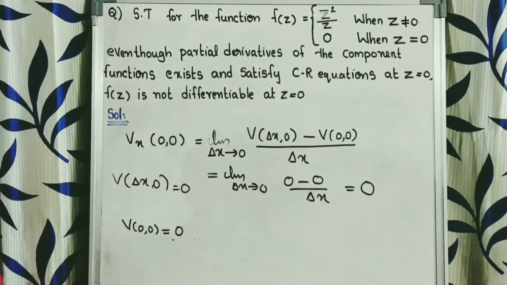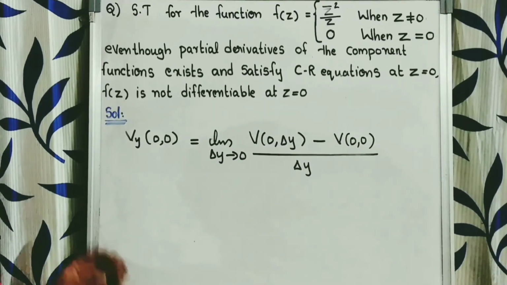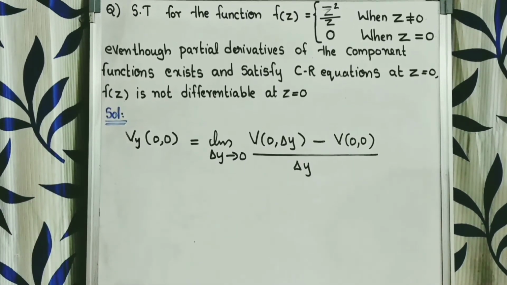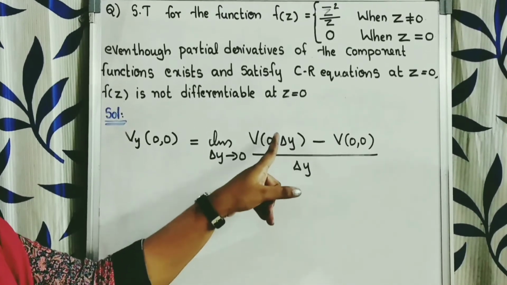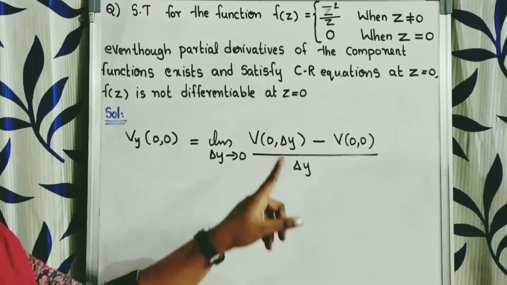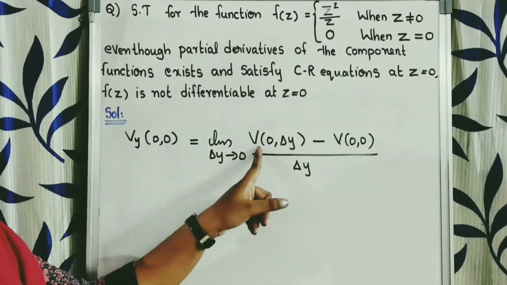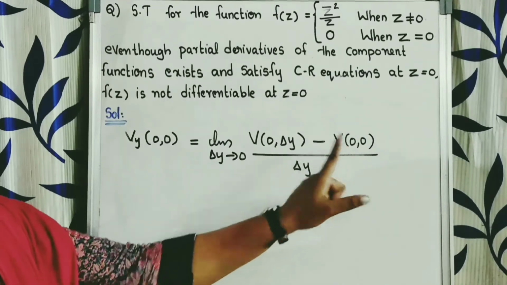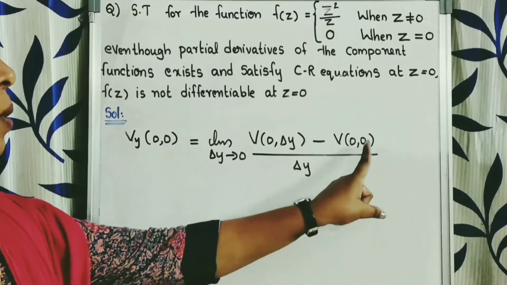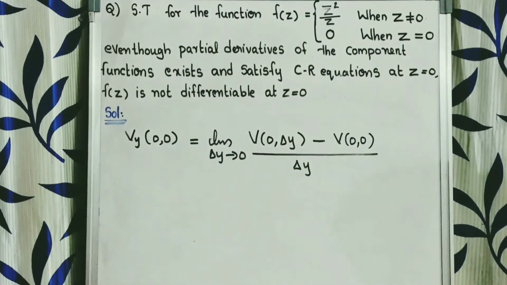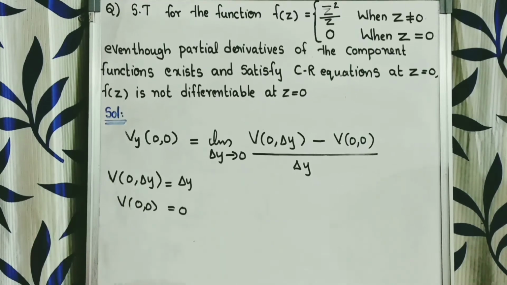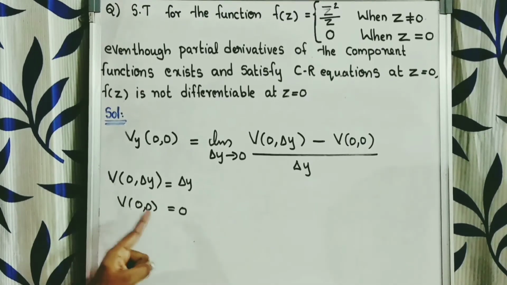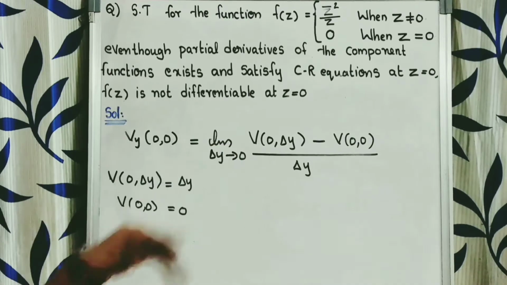Similarly, we can calculate V_y(0,0). Using the above result, we can write V_y(0,0) is equal to limit Δy tends to 0, V(x0, y0+Δy). Here x0 is 0 and y0 is also 0, therefore we can write Δy. We get V(0,Δy) minus V(x0,y0), here x0 is 0, y0 is 0, divided by Δy. Calculate the value of V(0,Δy). We get Δy. Also V(0,0) is equal to 0. Substitute this value.